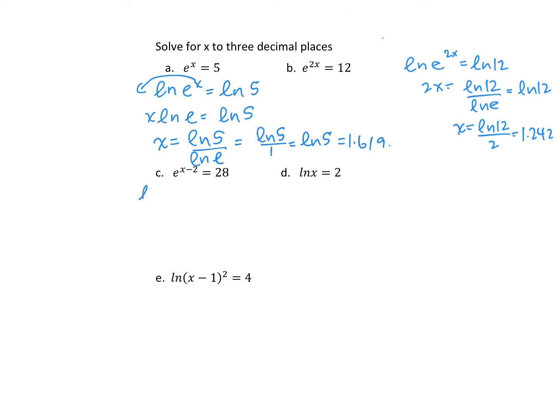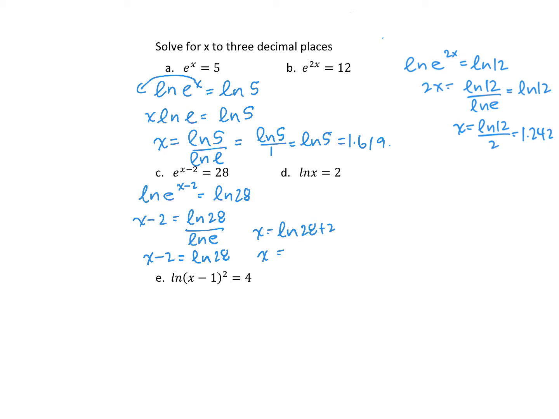Likewise here, I'll ln both sides because I can't change to the same base. We'll bring down the exponents and we'll divide ln 28 by ln e, which is just 1. So x minus 2 equals ln 28, and then we'll just add 2 to isolate for x. So ln 28 plus 2, and you can just type that into the calculator.